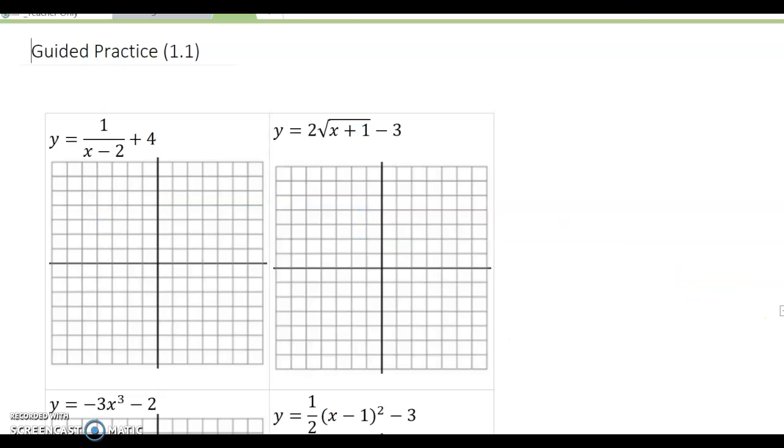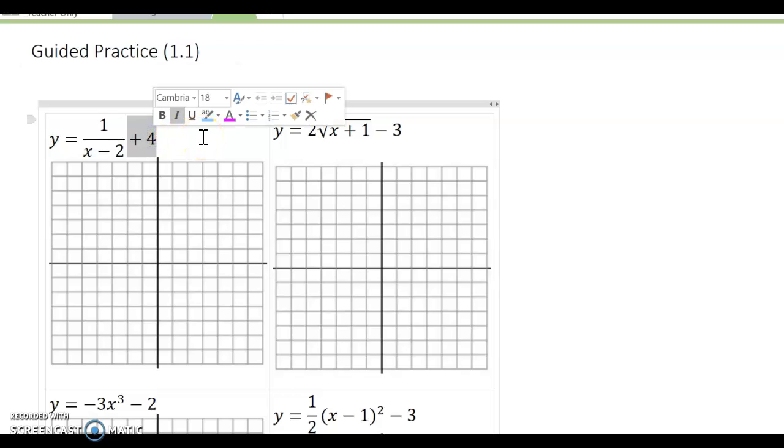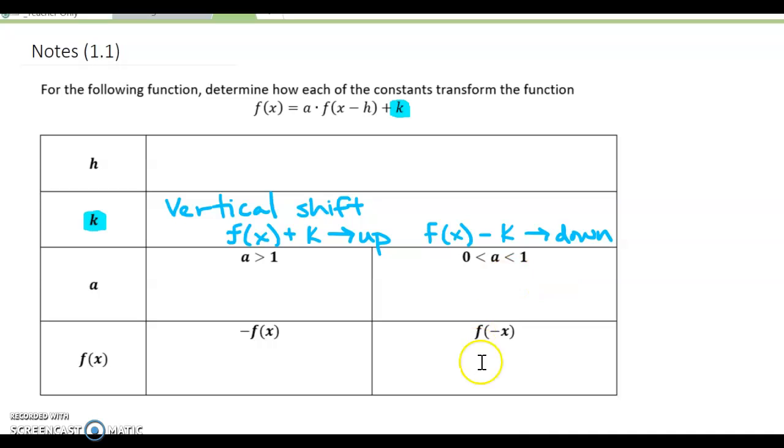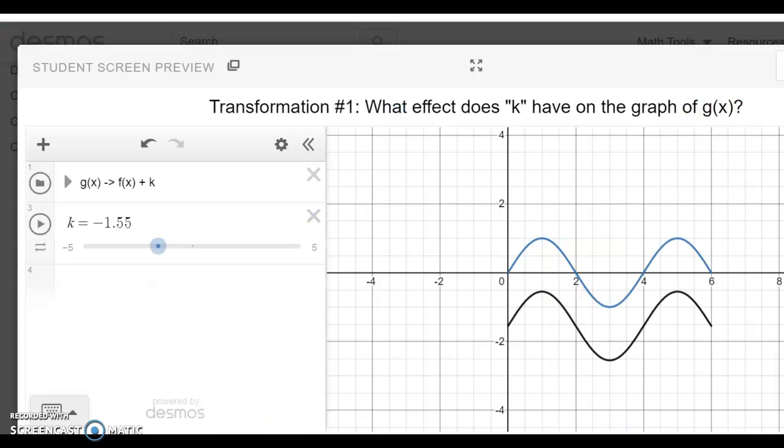If we're looking at an example, like this first problem here, we see that there's a +4 on the end of this function. What does that tell me? It tells me that this function has been shifted up 4 units. Every single point on this function has been shifted up by 4 units. Excellent. Let's talk about the next transformation.